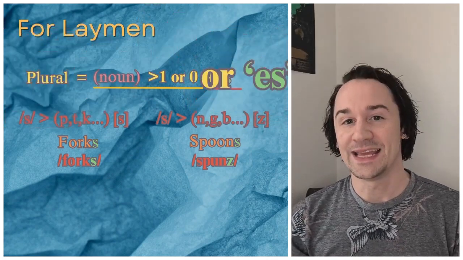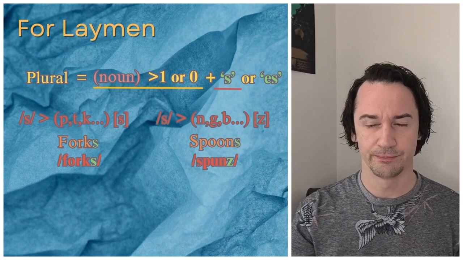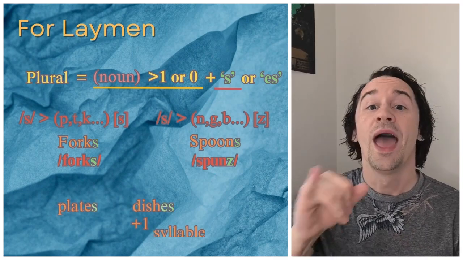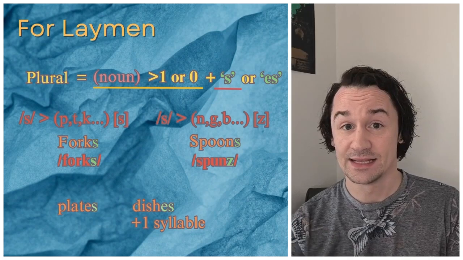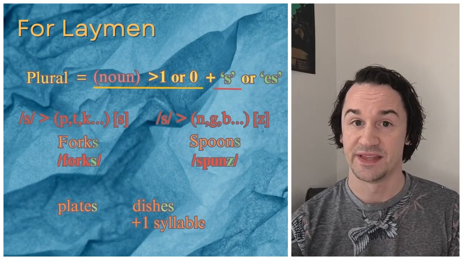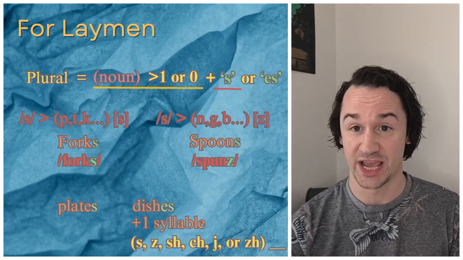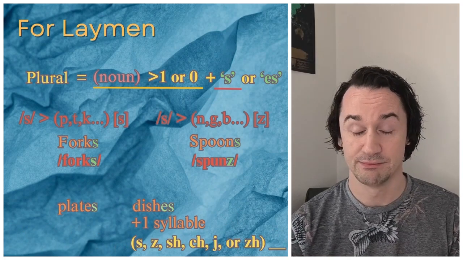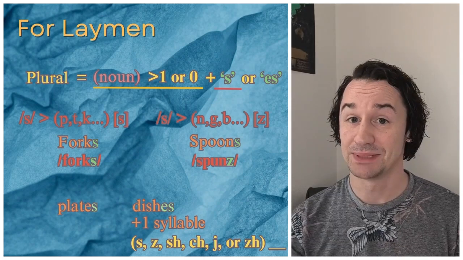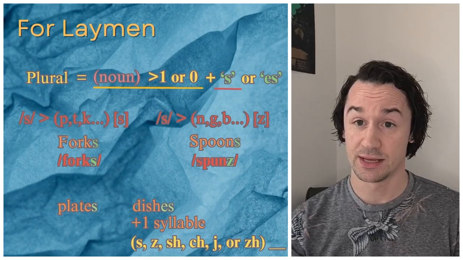Oh, and we add es too, but only if there wasn't an e in the singular. So plate takes an s, but dish takes an es. Oh, and the second example added a syllable to pronounce the es. Dish, dishes. If the noun ends in one of six sounds, s, z, sh, ch, j, or j, like massage, we add an additional syllable. Plate isn't platus, because it doesn't end in one of these six sounds, but dish does.